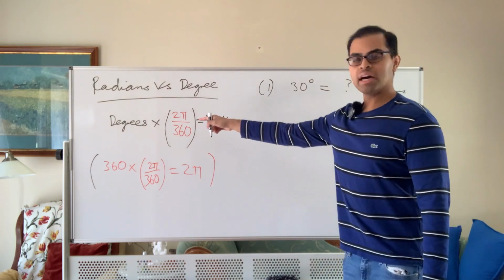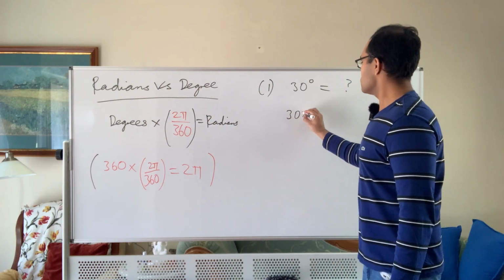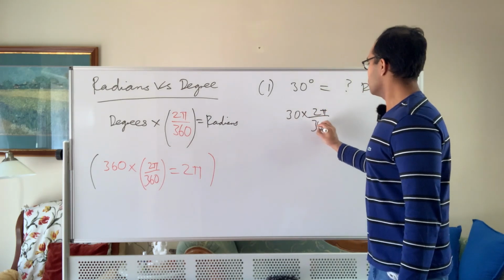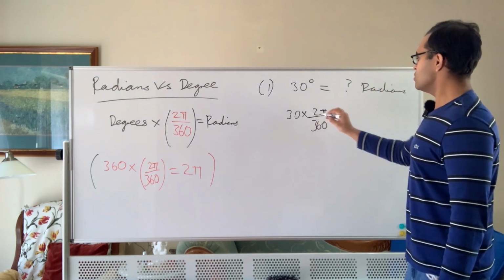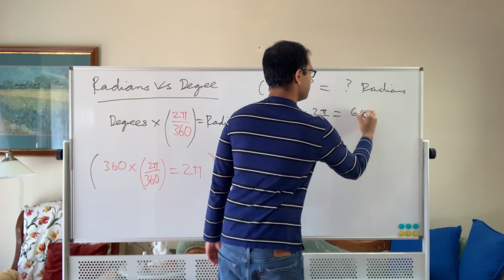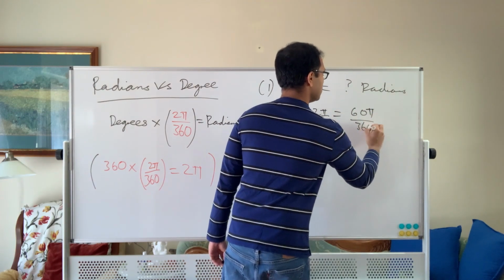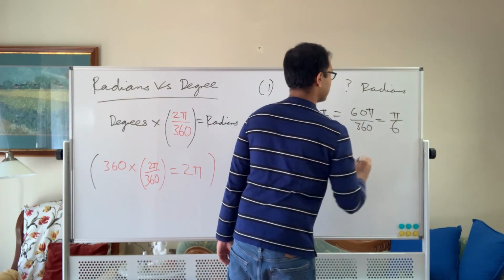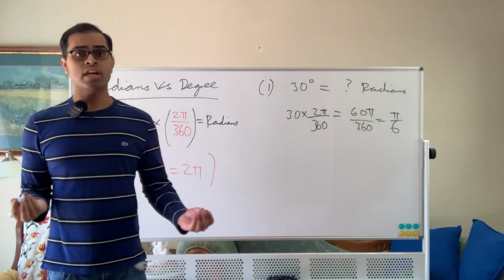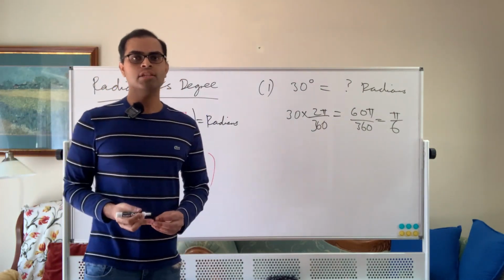Or you could use the formula. So you could say 30 times 2 pi over 360. That's going to be 60 pi over 360, which is going to equal pi over 6. Okay, so 30 degrees is pi over 6 radians. It's another very important value to figure out.